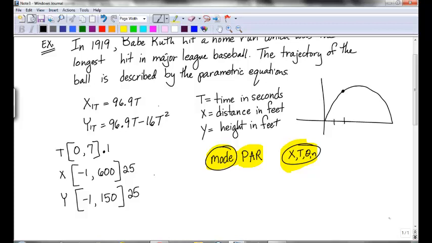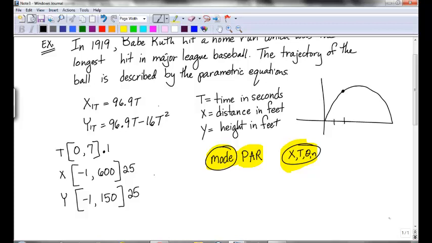Is there anything you can check to see if it rises and falls at the same rate? Is there any way to check that? If it's going up, it's going to come back down the same. Yeah, because your parabola is going to be symmetrical. Yep, it will be.